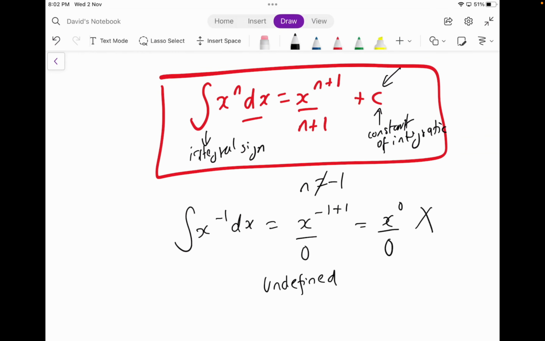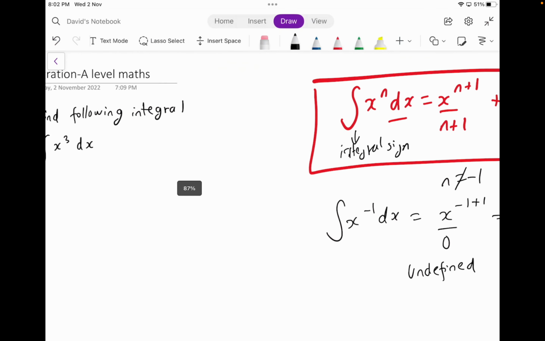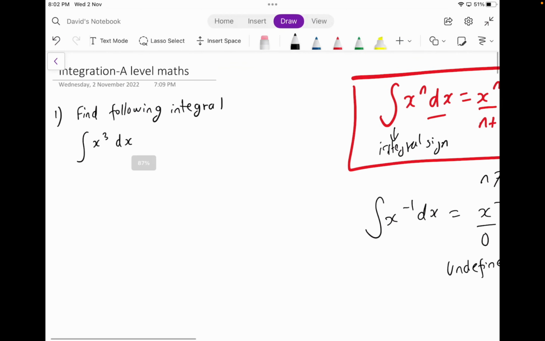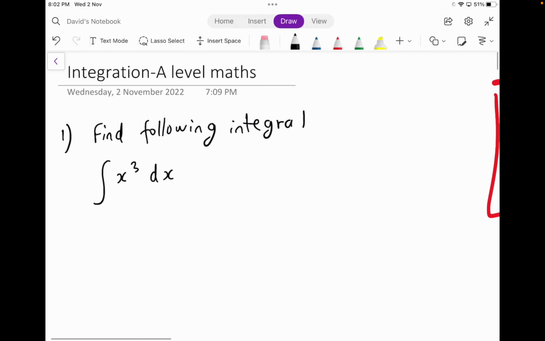Okay, so hopefully you have taken down this integration formula. And okay, let's move on to the questions. That's the most important bit in understanding integration fully.